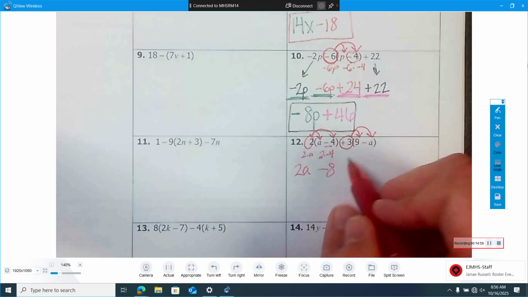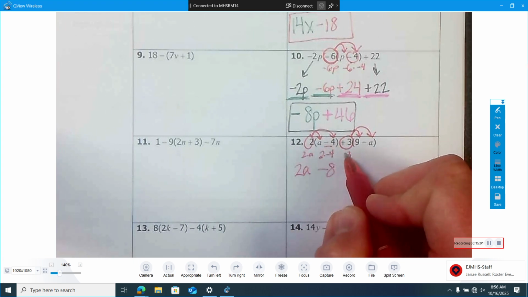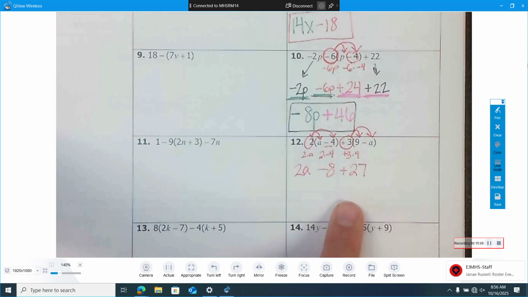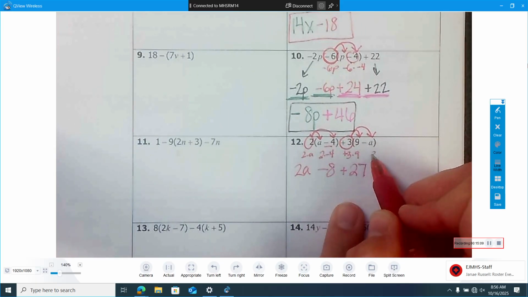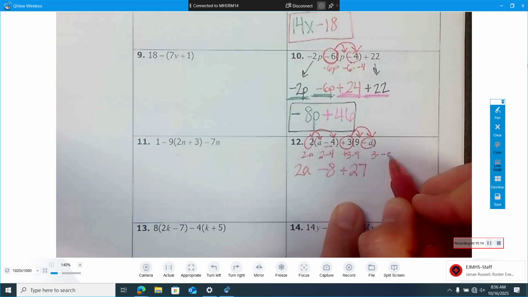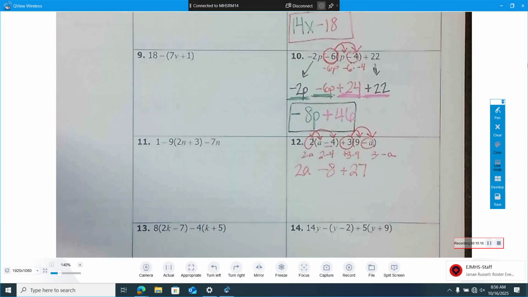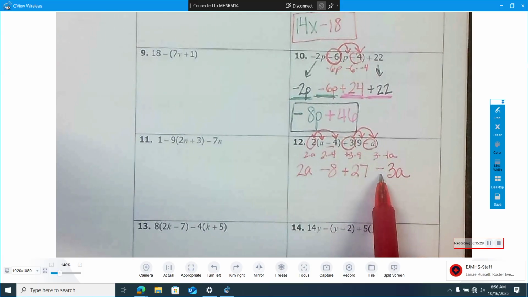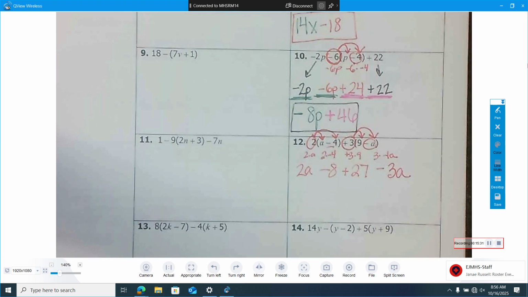Our next set, we have 3 times 9. Positive 27, very good. And then we have positive 3 times negative a. Positive 3 times negative, we could put a 1 in there, we could say negative 1a. So what do we get? Negative 3a, beautiful. Negative 1 times 3 is negative 3, and stick on an a. Okay? What can we combine?